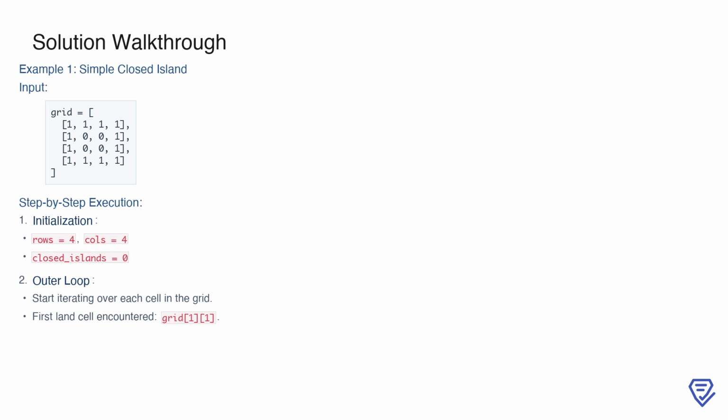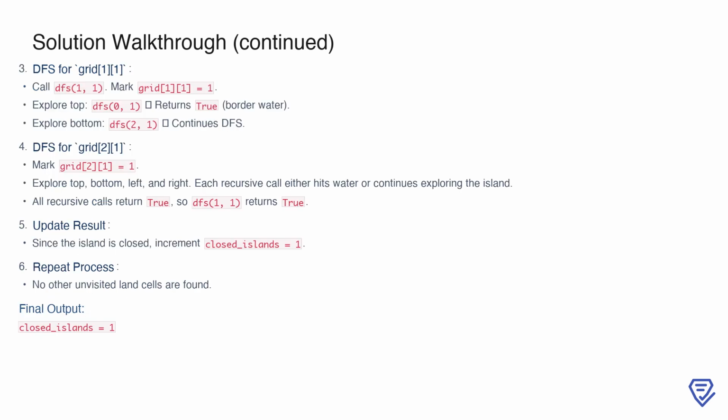As we do so, we encounter our first land cell at grid[1][1]. This is where we begin our depth-first search to determine whether this land area forms a closed island. Once we identify the first land cell at grid[1][1], we start a depth-first search by calling DFS(1, 1). In this process, we mark the current cell as visited by setting grid[1][1] to 1. Now, we explore all four directions from this cell.